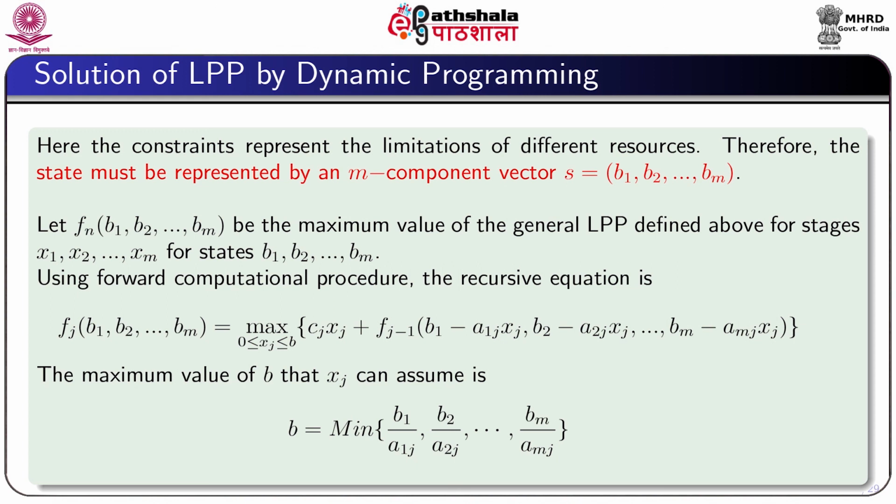The maximum value of b that x_j can assume is the minimum of b_1 by a_1j, b_2 by a_2j, ..., b_m by a_mj. Here we consider the minimum value because it satisfies the set of constraints simultaneously.